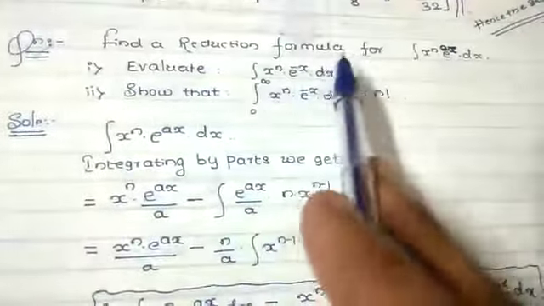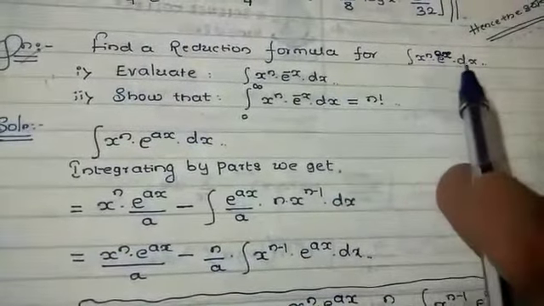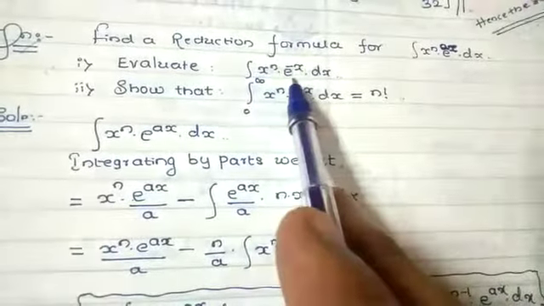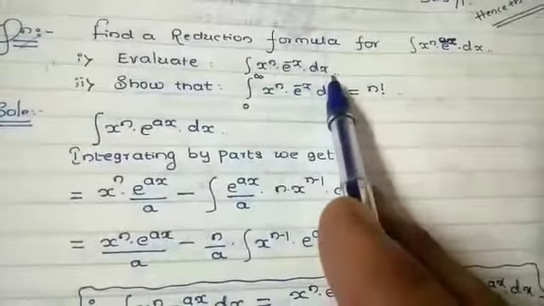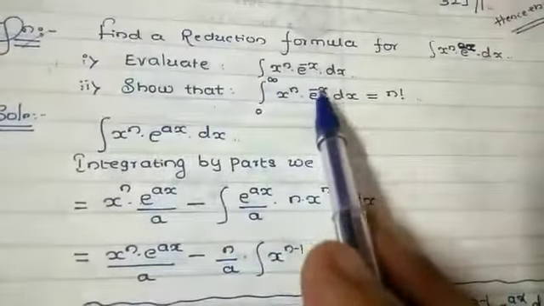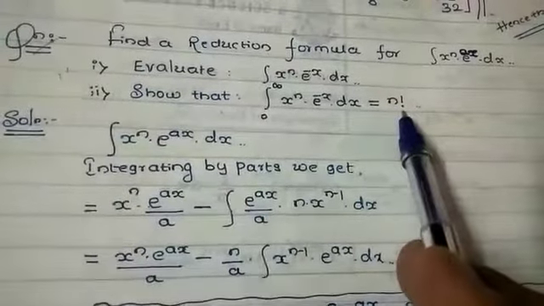Find the reduction formula for the integration of x raised to n into e raised to ax with respect to x, and hence evaluate the integration of x raised to n into e raised to minus x with respect to x. Next question: show that the integral from 0 to infinity of x raised to n into e raised to minus x with respect to x equals n factorial.